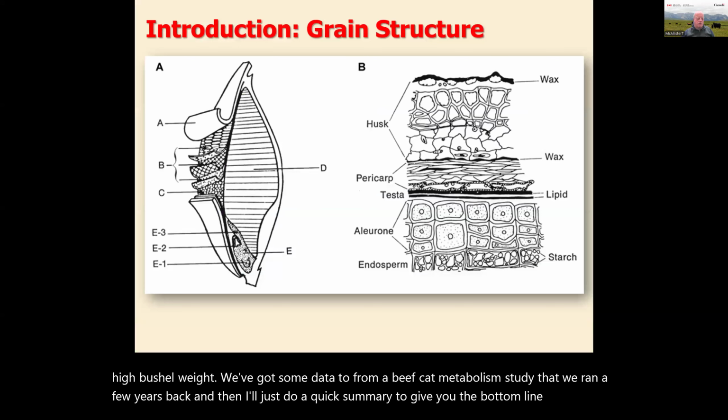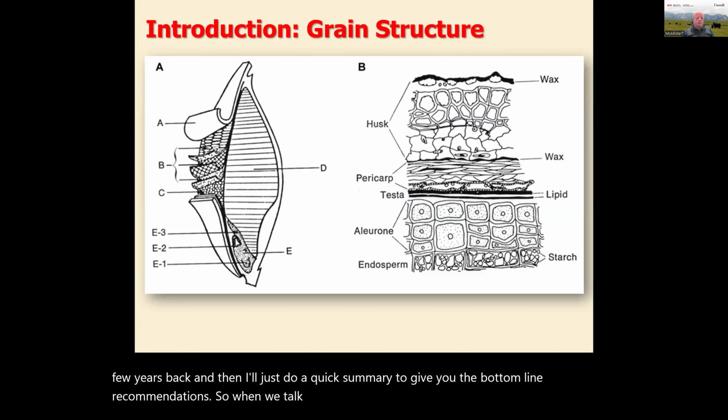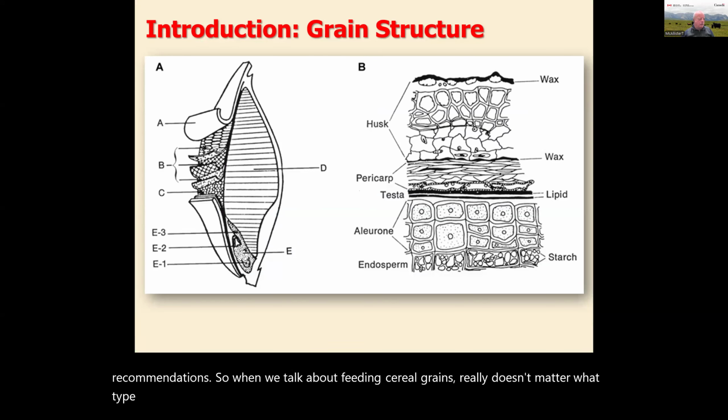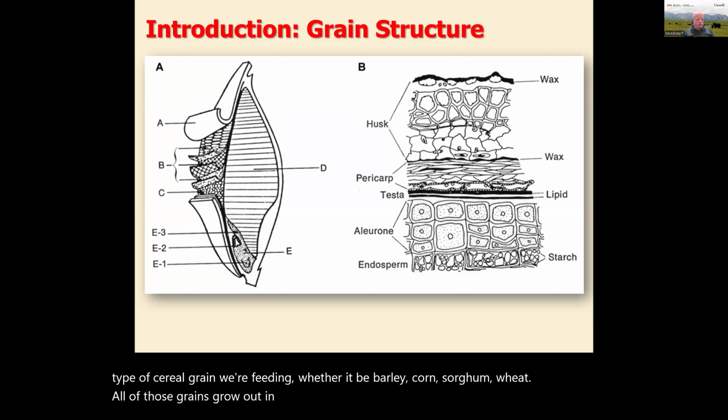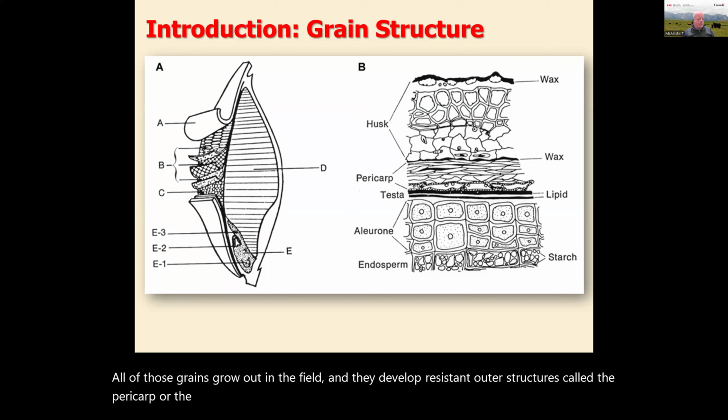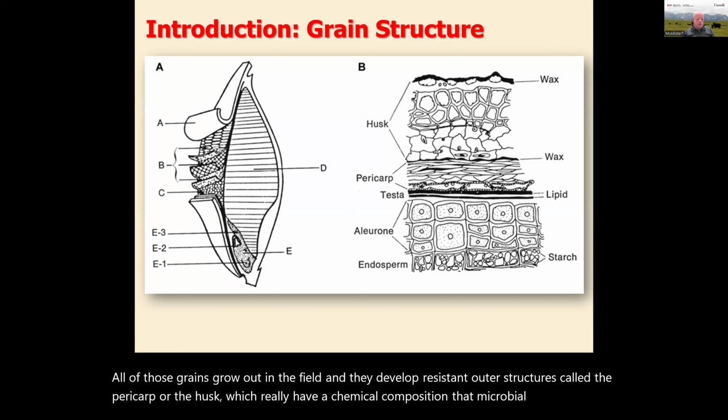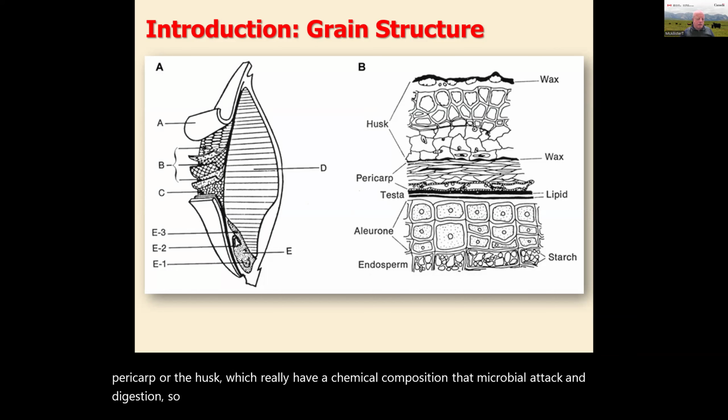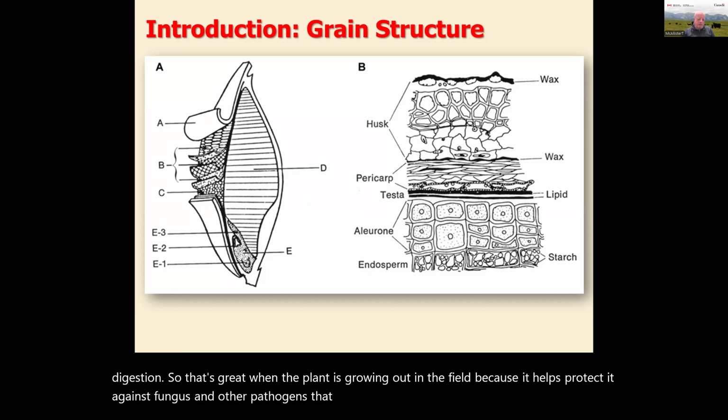So when we talk about feeding cereal grains, it really doesn't matter what type of cereal grain we're feeding, whether it be barley, corn, sorghum, wheat. All of those grains grow out in the field and develop resistant outer structures called the pericarp or the husk, which have a chemical composition that resists microbial attack and digestion. That's great when the plant is growing out in the field because it helps protect it against fungus and other pathogens that could potentially infect the grain.